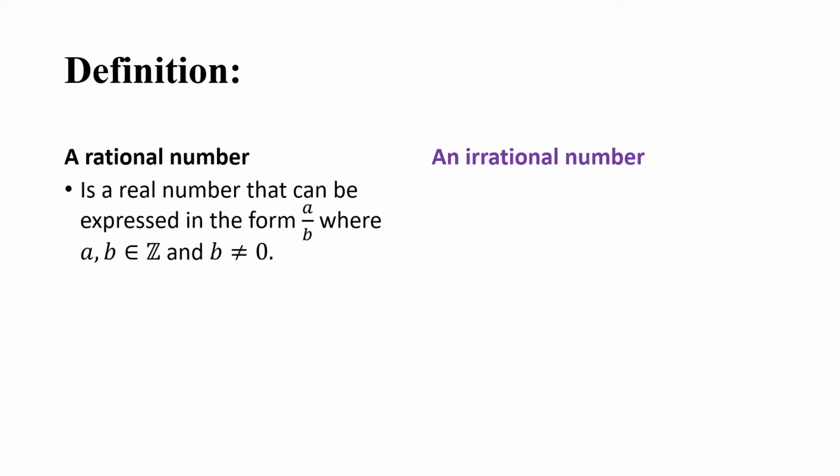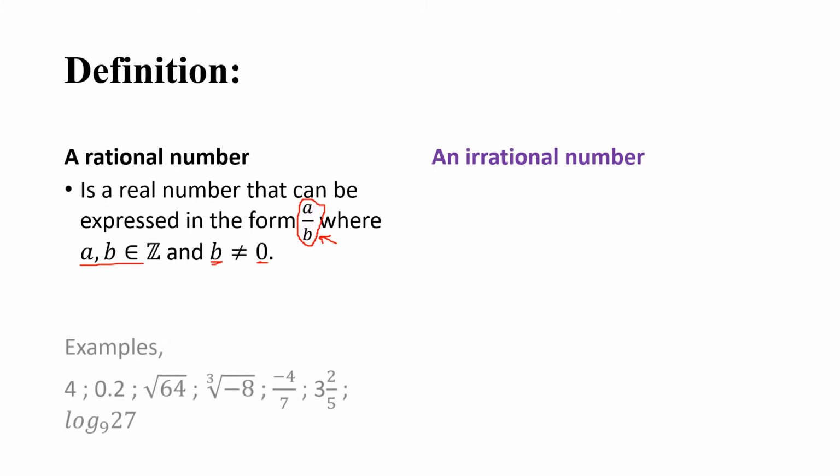A rational number is a real number that can be expressed in the form a over b, where both a and b are integers. This means a and b are elements of the set of integers, and b must not be equal to 0. Because if b is equal to 0, b is in the denominator, and we know very well that every fraction that has a denominator of 0 is undefined. So we want to avoid such a situation.